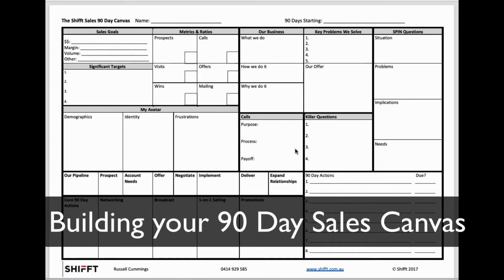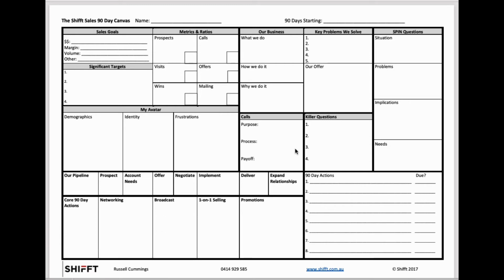Just wanted to take you through the 90 days sales canvas. So really, this is just a plan for your sales. And I think that the rationale for putting it together is that too many businesses have business plans, financial plans, people plans, workforce plans, all sorts of plans, marketing plans. We often don't have a sales plan. And this is just a simple template to help you do some planning around your sales.